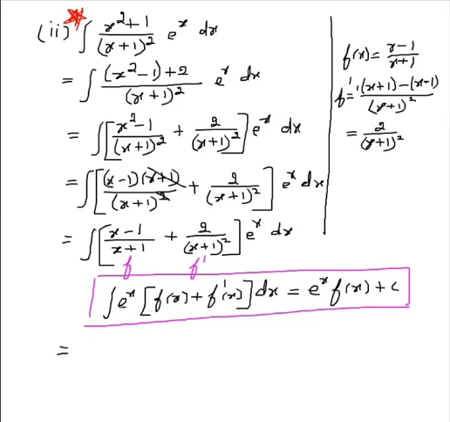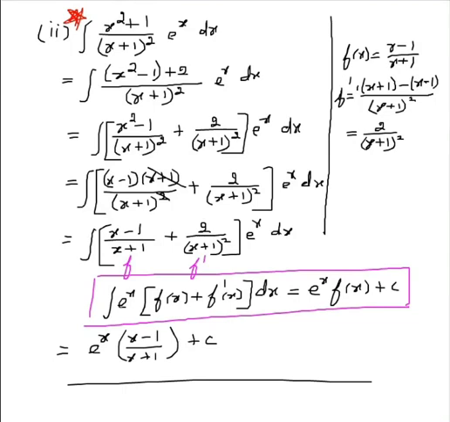So by using this formula, the answer becomes e power x, and f of x is x minus 1 divided by x plus 1 and plus c. Now let us learn the next type. Write it down in the formula notebook, the next formula.